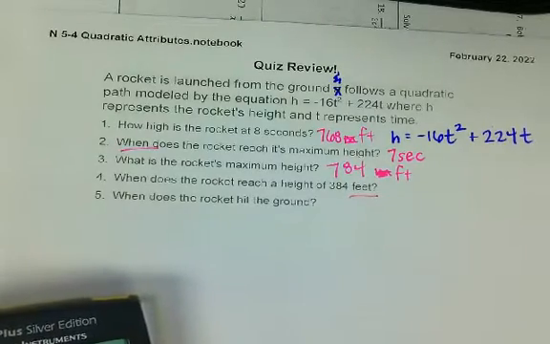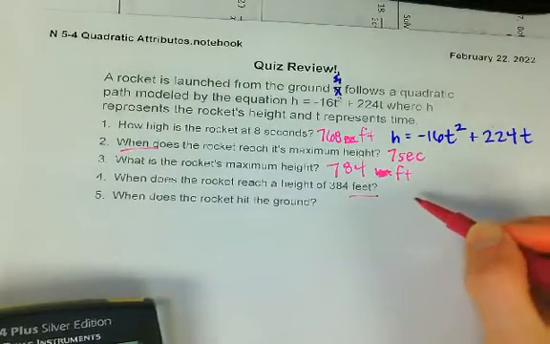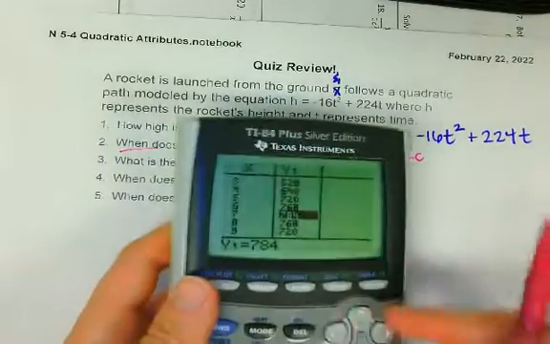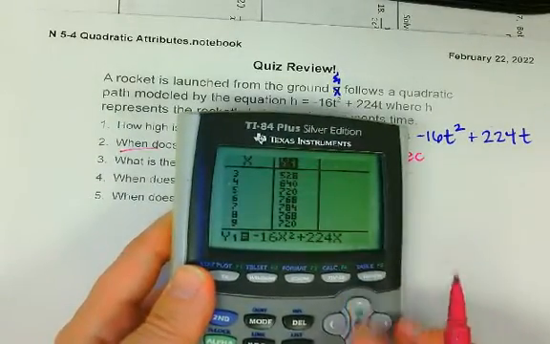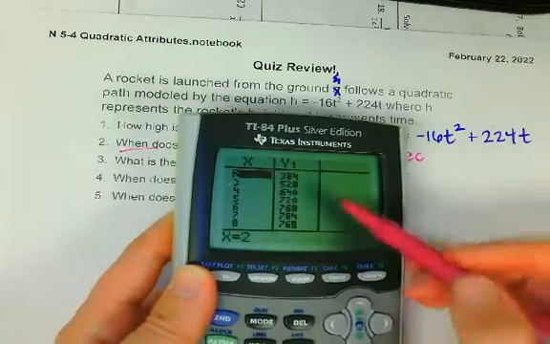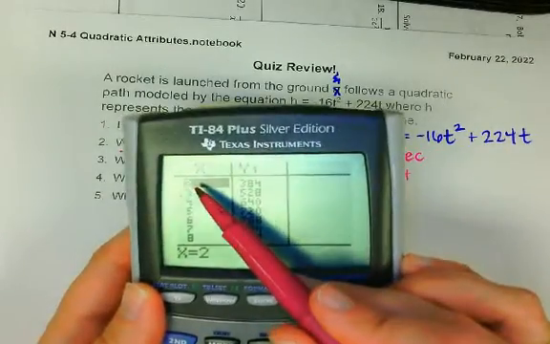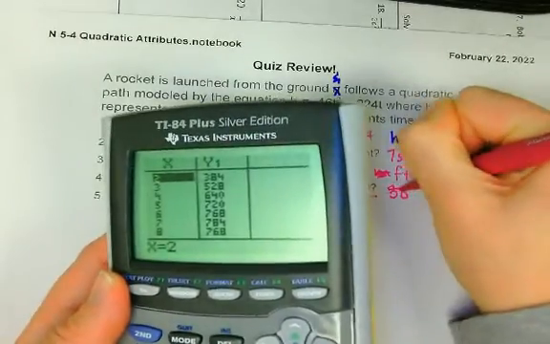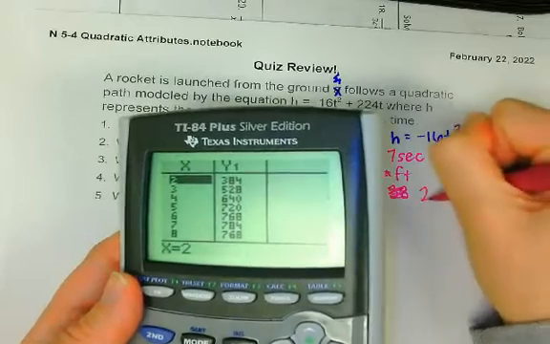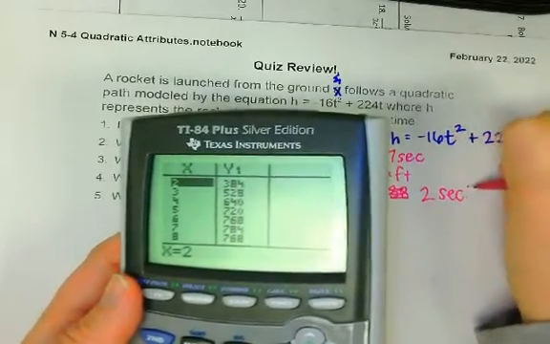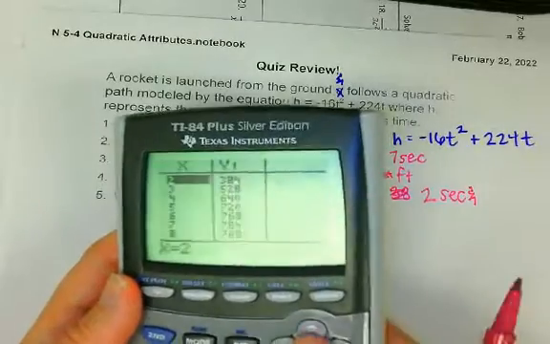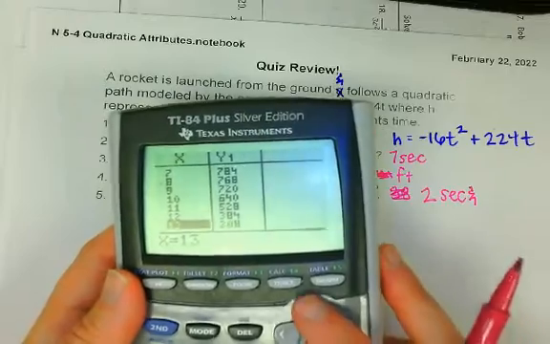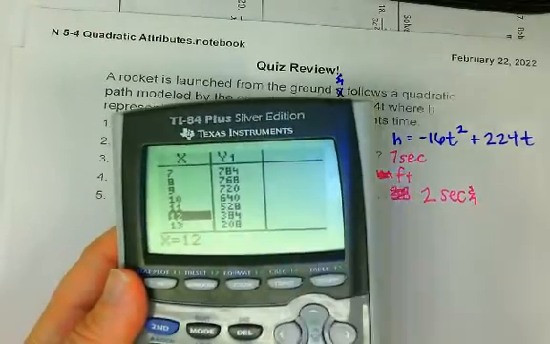And then when does the rocket reach a height of 384 feet? Remember, you need to look for multiple answers here because the rocket is going up. Make sure you're on the x side as you go up. So it looks like at 2 seconds. Oh, I was answering with the number of feet. So 2 seconds. And go look for it on the way down. It hits that exact same height at 12 seconds.